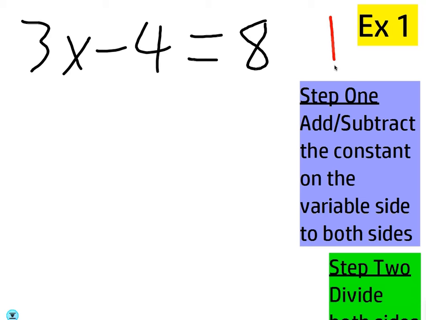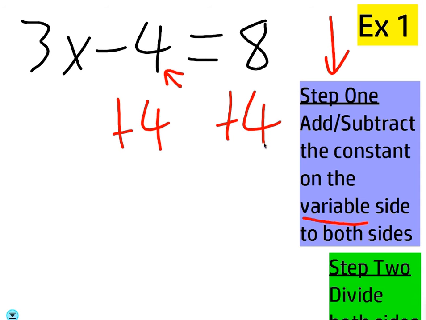Okay, so step 1 says we're going to add or subtract the constant on the variable side. So 4 is a constant, and it's on the variable side, not the coefficient, but the constant, meaning the number being added or subtracted. Like he said, we're going to do the reverse of that, so we're going to add that to both sides. That way the 4's will cancel.